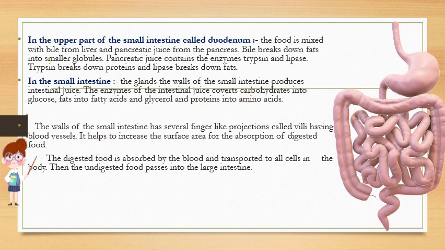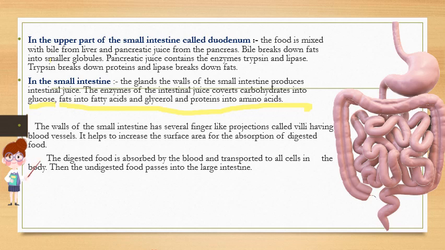Got it? Carbohydrate into glucose, fat into fatty acid and glycerol, and protein into amino acid. I hope you got it, how the food gets converted by using different juices. Also, the wall of the small intestine has several finger-like projections. These are called villi.